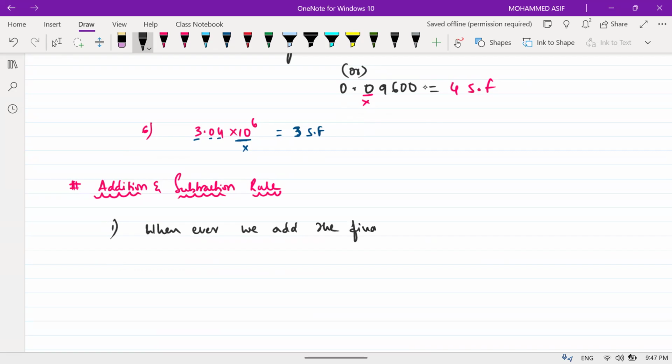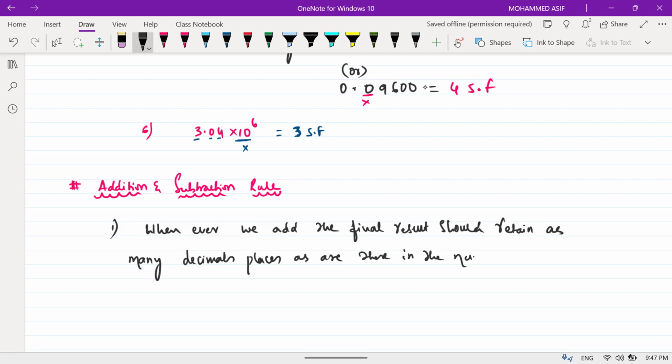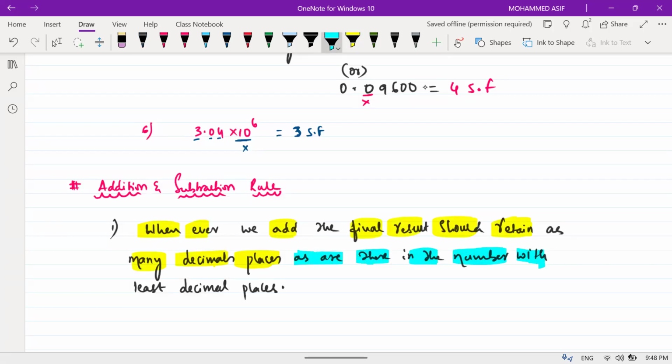the final result should retain as many decimal places as are there in the number with the least decimal places. What do you mean by this, beta? Anyone? So whenever we are adding, the final result should always retain as many decimal places as are there in the number with the least decimal places.